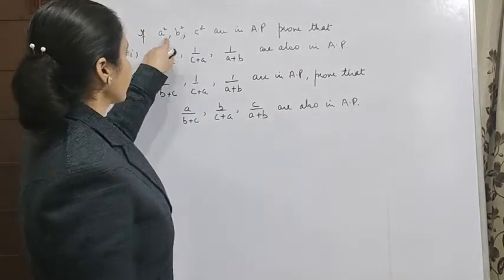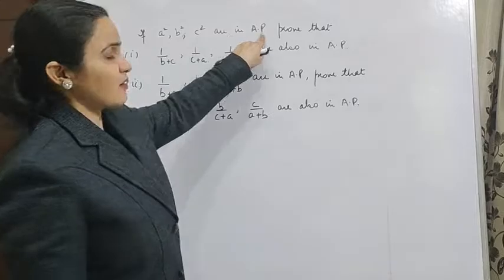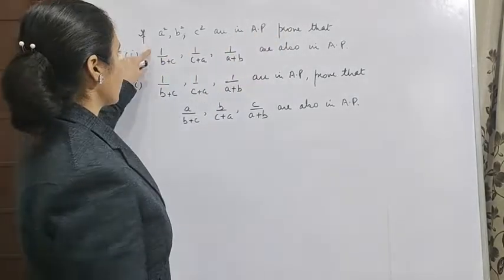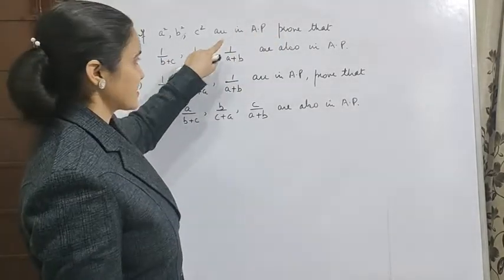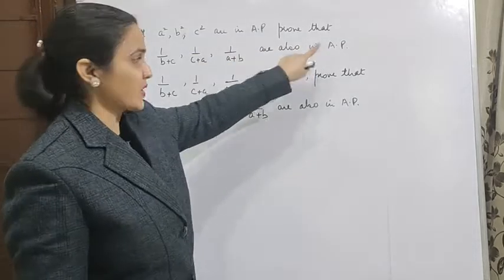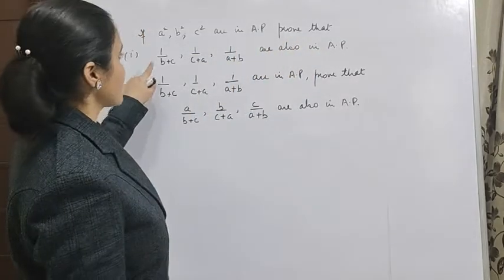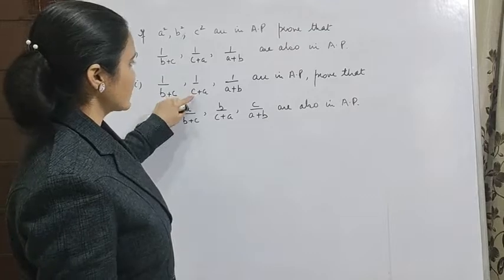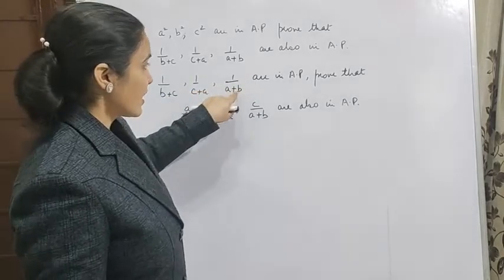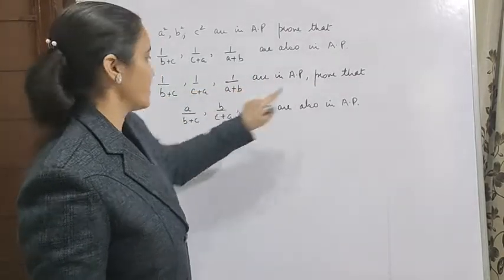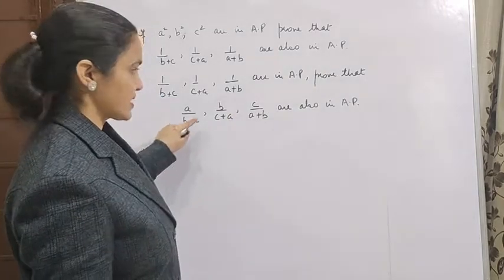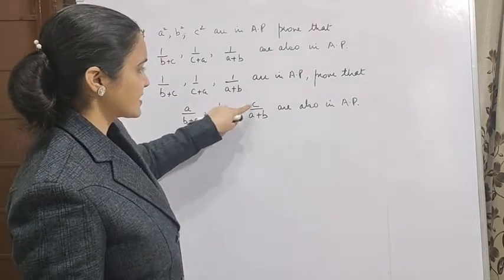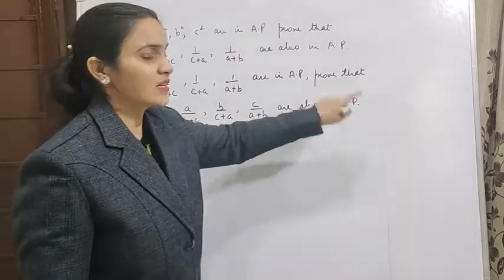Next question: if A square, B square and C square are in AP, then prove that 1 upon B plus C, 1 upon C plus A, 1 upon A plus B are also in AP. And we have: if 1 upon B plus C, 1 upon C plus A, 1 upon A plus B are in AP, then prove that A upon B plus C, B upon C plus A and C upon A plus B are also in AP.